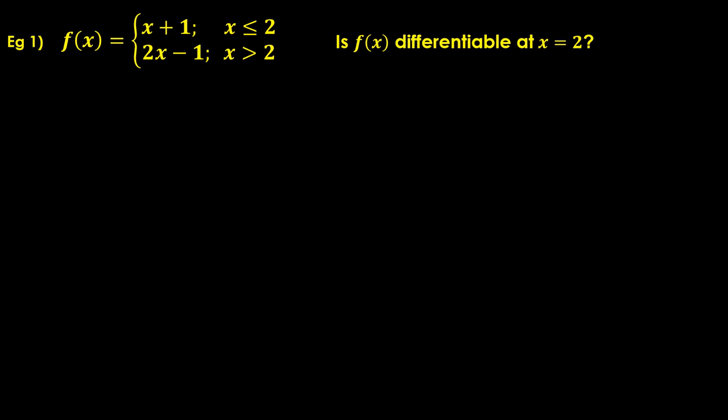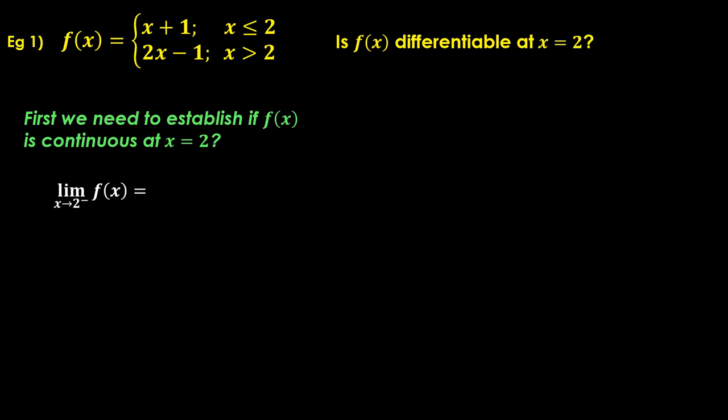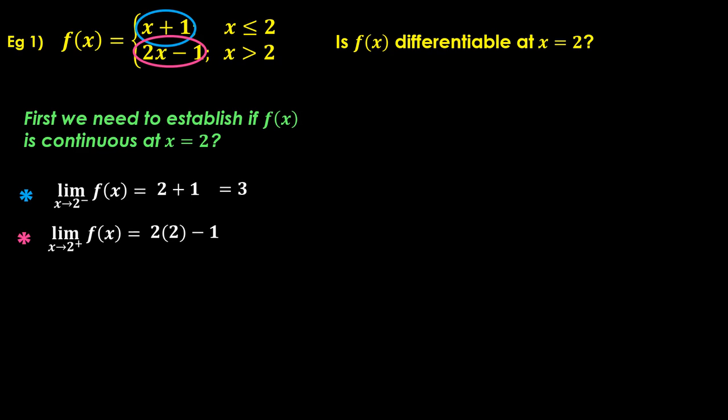Let's look at this question, and we want to know, is f of x differentiable at x is equal to 2? Before we can decide if it's differentiable, we need to decide if it's continuous. So we are going to examine the limit as x approaches 2 from the left-hand side. And if we approach 2 from the left-hand side, we're going to use the first equation. And if we substitute 2 into that equation, we end up with 3. The limit as x approaches 2 from the right-hand side, we're going to use the second equation. And if I substitute 2 into that equation, we also end up with 3. So the limit from the left is exactly the same as the limit from the right.